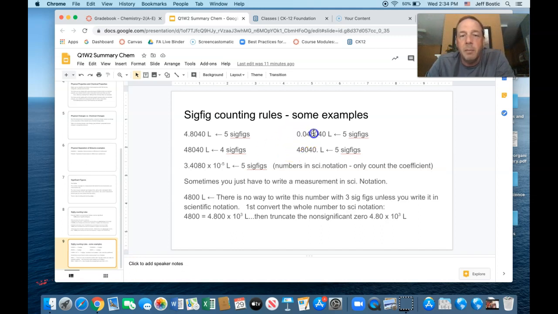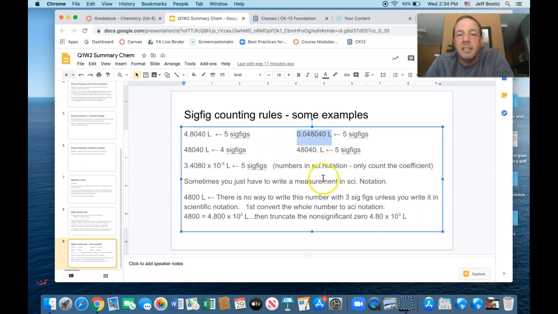Here's probably the best one right here. It has leading zeros, it has an embedded zero, and it has a trailing zero. We've got a decimal point present. So, ready? Here are your 5 significant digits in this measurement. So if you get that, that is awesome.